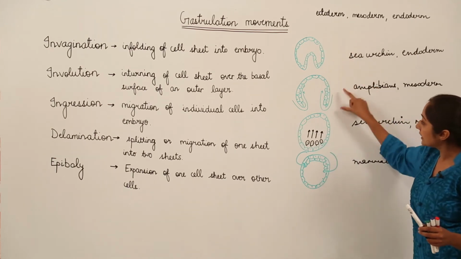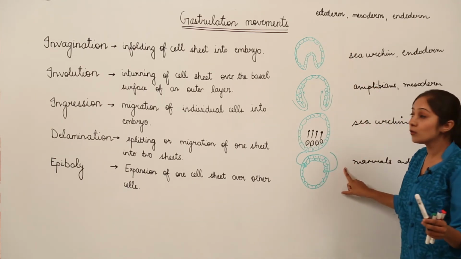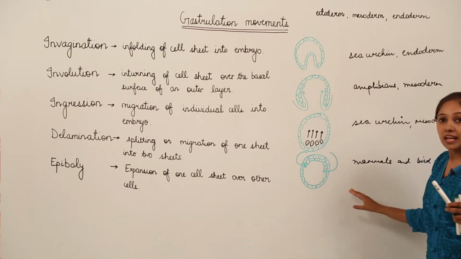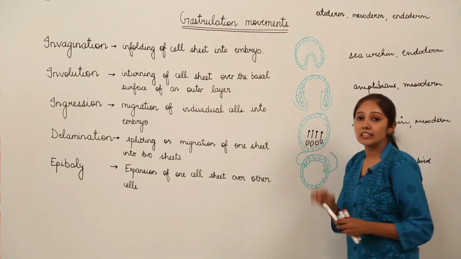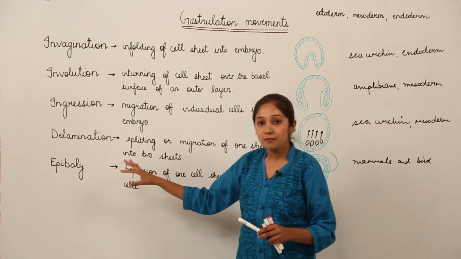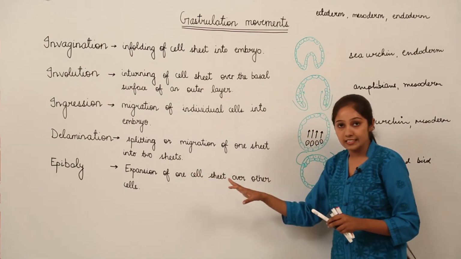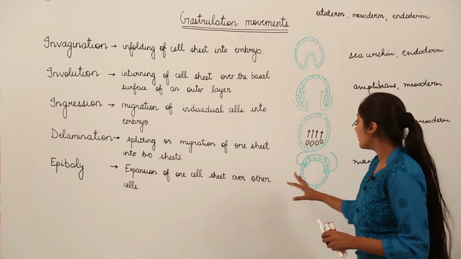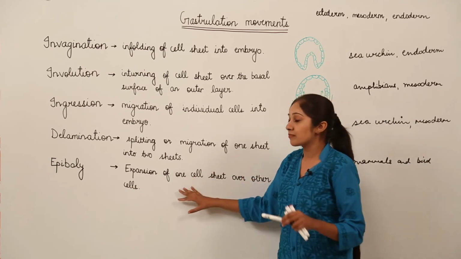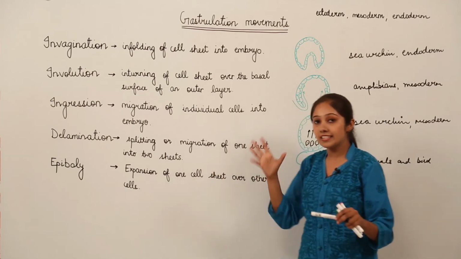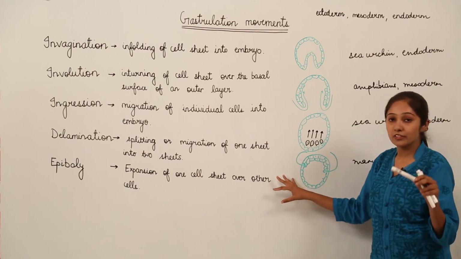By looking at these diagrams, you can make out what is the difference between these 4. Now let's move on to the next type of gastrulation movement, that is epiboly. It is expansion of one cell sheet over other cells. So I hope that by reading this, you will be able to have an idea of what this type of movement is going to be.